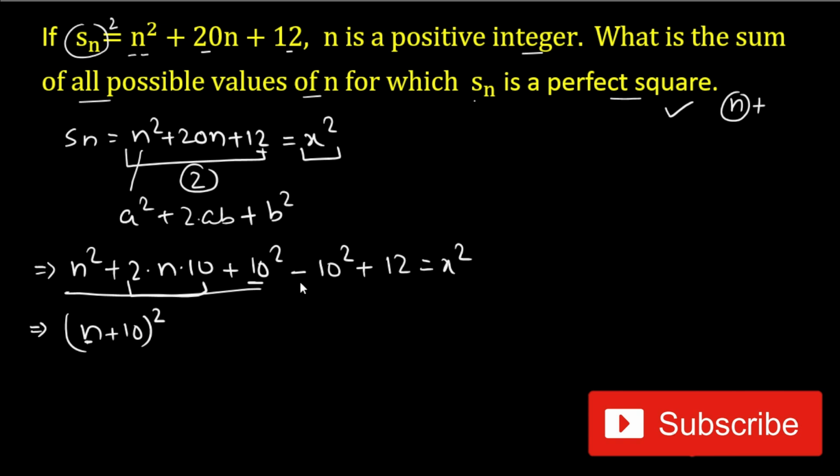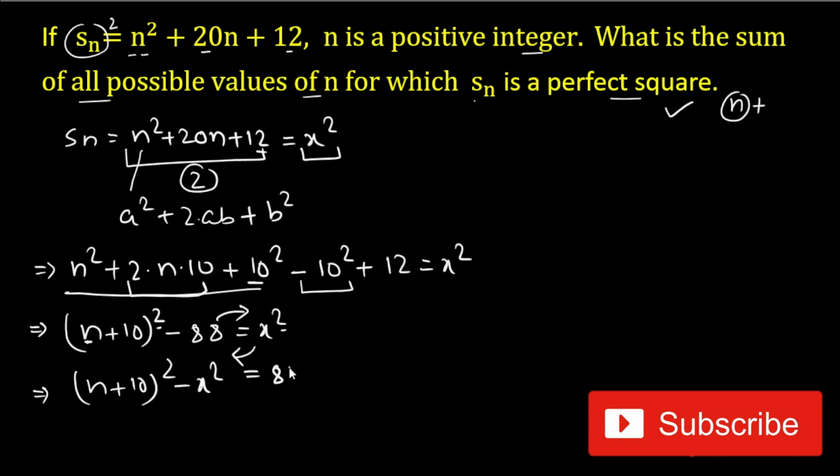And now we'll solve this. This is negative 100 and plus 12, so it is negative 88, and that is equal to x square. So again we have a square and the right hand side is also a square, so we'll take the right hand side square to the left hand side, so it will be negative x square. So n plus 10 whole square minus x square. Now we'll take this 88 to the right hand side, so it is plus 88.